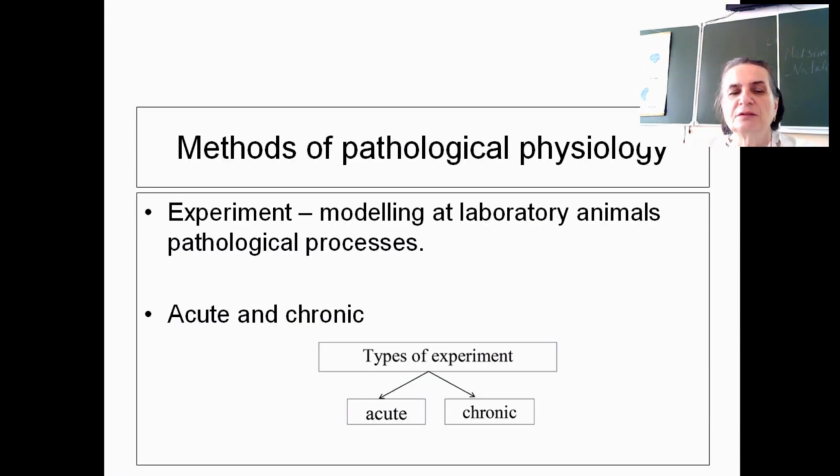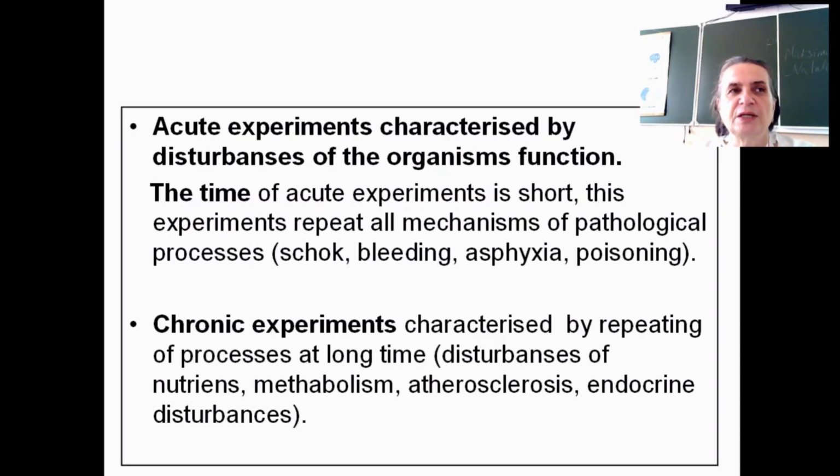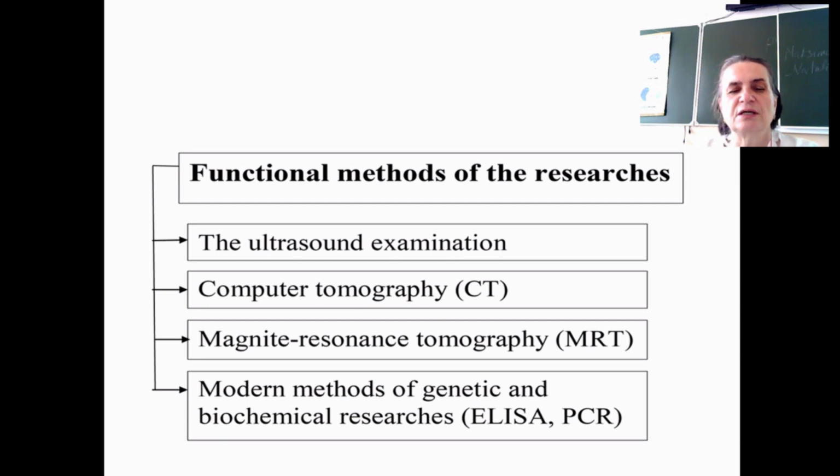Pathological physiology explores the structural and functional alterations in organs due to disease, utilizing methods such as animal models and mathematical modeling for comprehensive analysis. Experiments in pathological physiology may be acute or chronic, facilitating an understanding of both short-term and long-term effects of diverse disturbances on the organism. Modern functional techniques, including ultrasound and computer tomography, serve as essential tools for examining physiological functions and diagnosing abnormalities within clinical settings.